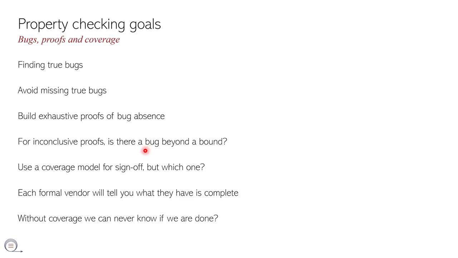So we need a coverage model for sign-off to increase confidence in our ability to say we have done a good job. But which coverage model? Each formal vendor will tell you what they have is complete, and without coverage, we can never know if we are done. So what we've done is build a well-rounded coverage model encompassing different aspects of coverage, which we're going to talk about in this talk. All of this is vendor independent. There's one aspect which is vendor dependent, but you still have the possibility of running that aspect with different vendors.